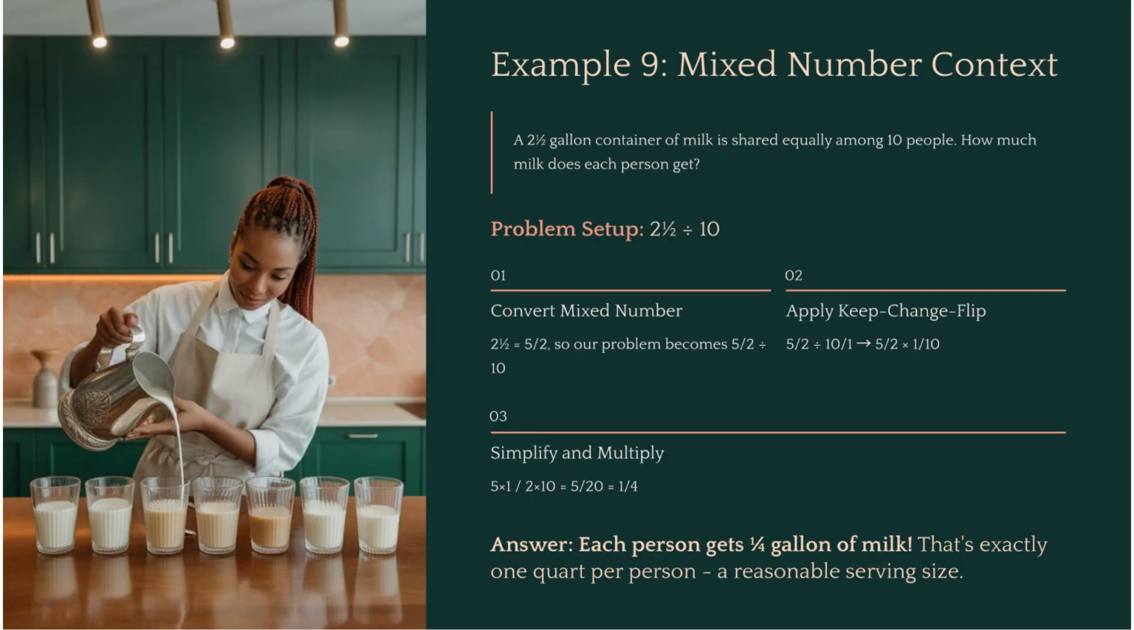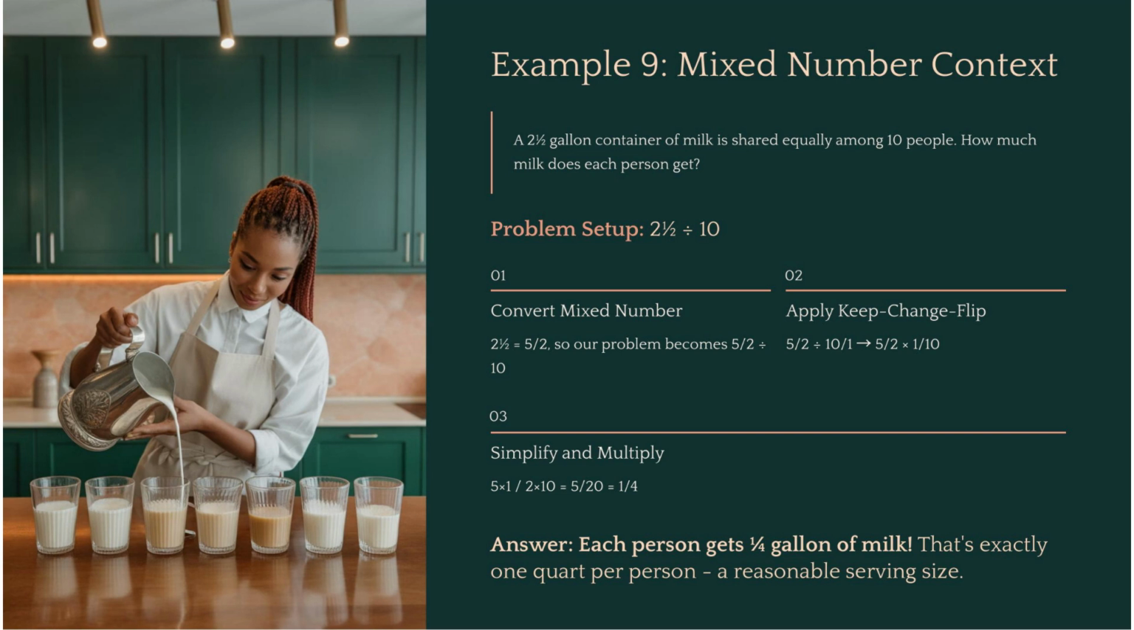In example 9, we are sharing a total amount that is a mixed number. A 2 1/2 gallon container of milk is shared equally among 10 people. How much milk does each person get? We set up 2 1/2 divided by 10. We must first convert 2 1/2 to the improper fraction 5 over 2.